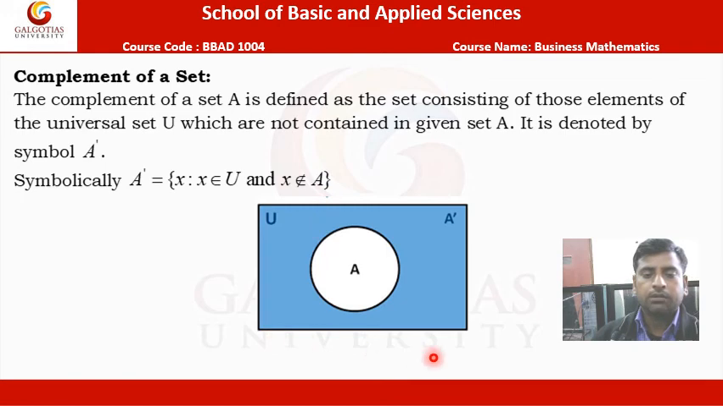So this is the Venn diagram representation. In the shaded portion is A dash, that is, these are the elements of U which do not belong to A. The elements of A are in the white portion inside the circle, and U is the entire set. A dash, the complement of A, will be the elements of U which do not belong to A. So the blue shaded portion is A dash.